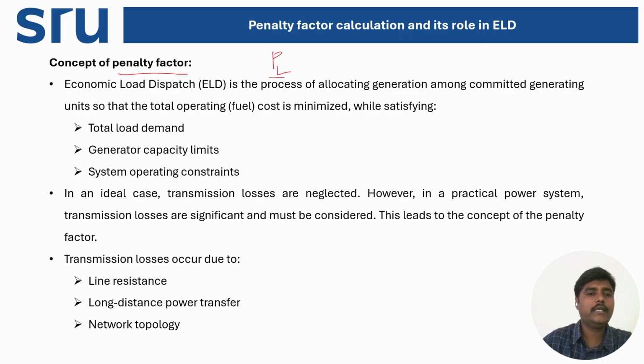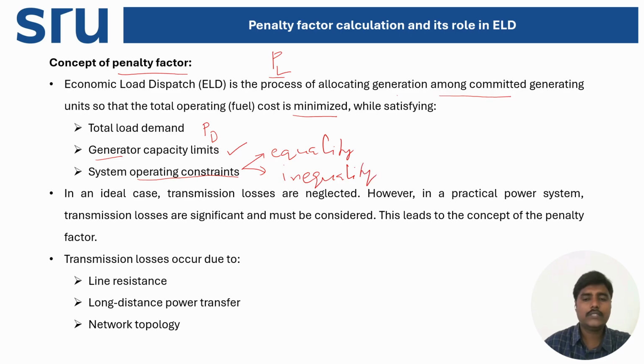So basically, ELD is the process of allocating generation among committed generating units so that the operating fuel cost is minimized while satisfying total load demand, nothing but PD, and generator capacity limits, because we are not supposed to operate any generator beyond its maximum capacity limit. And also we have to satisfy system operating constraints. As we discussed in the previous lectures, we have 2 kinds of constraints, equality and inequality.